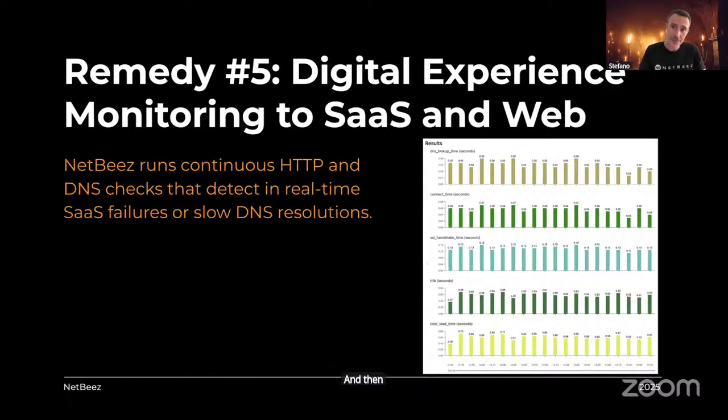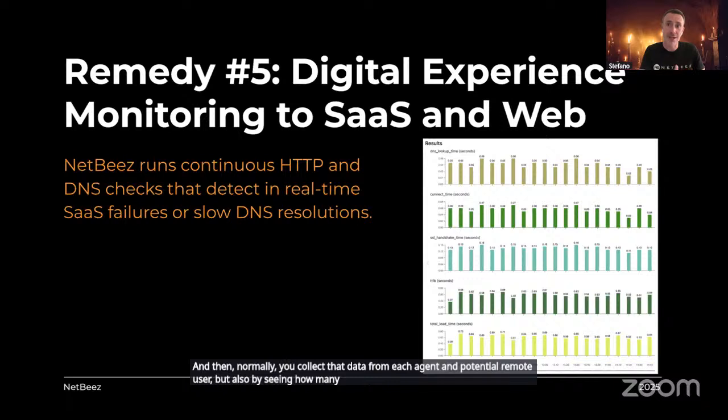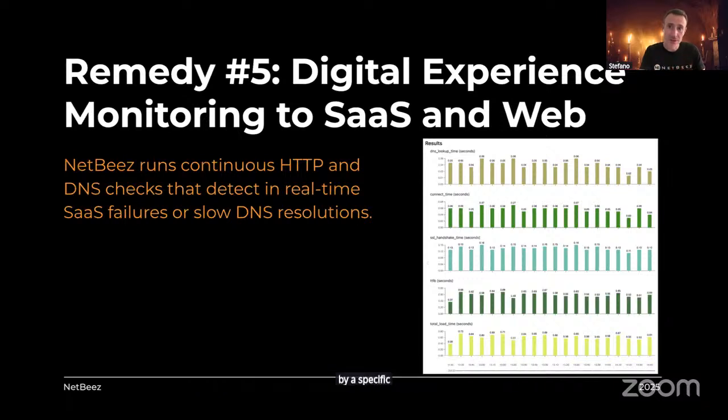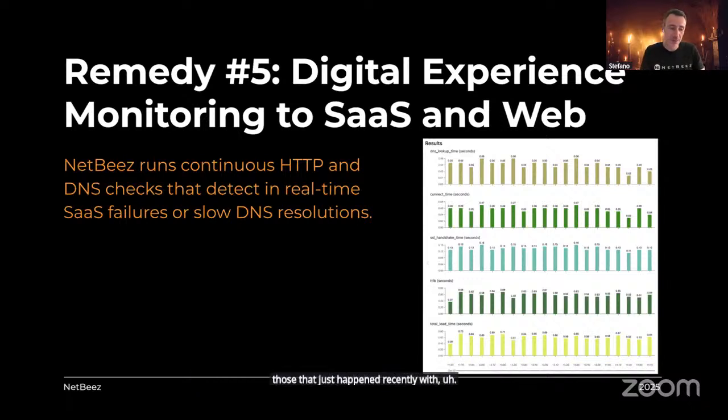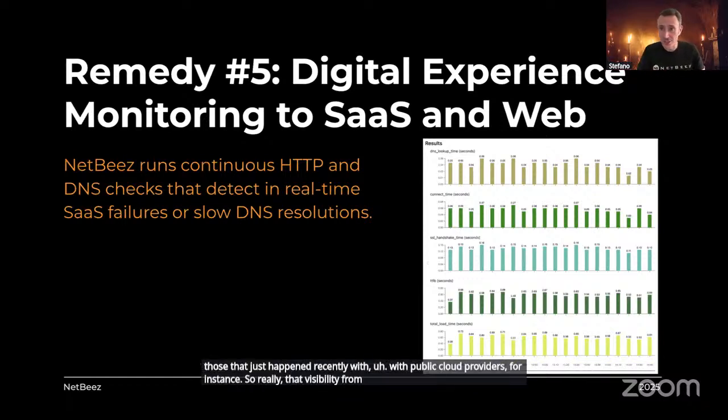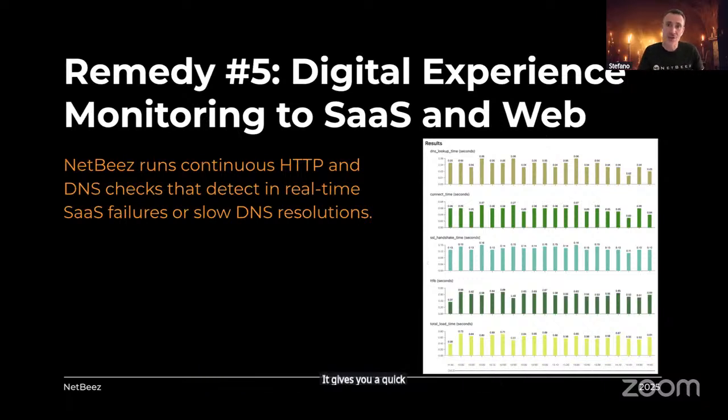And then not only do you collect that data from each agent and potentially remote user, but also by seeing how many users are impacted by a specific problem, you understand if you're dealing with a network problem or with an application issue, or widespread outages like those that just happened recently with public cloud providers, for instance. So really that visibility from multiple agents, what we call distributed network monitoring, gives you a quick understanding of the scale and then the root cause of SaaS experience issues.